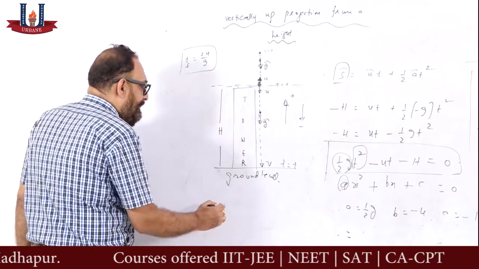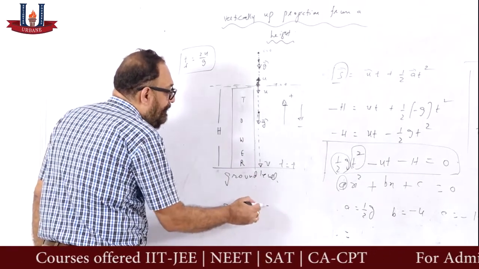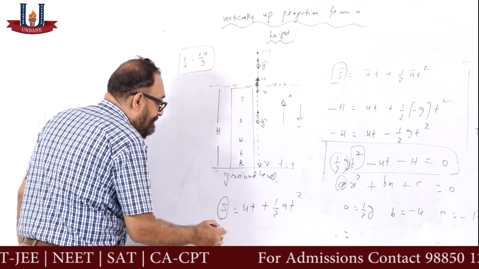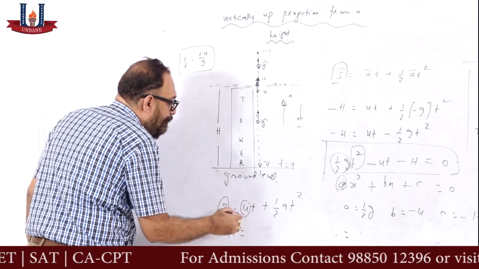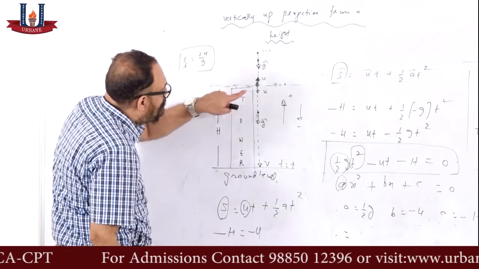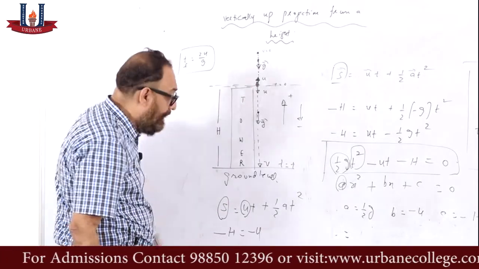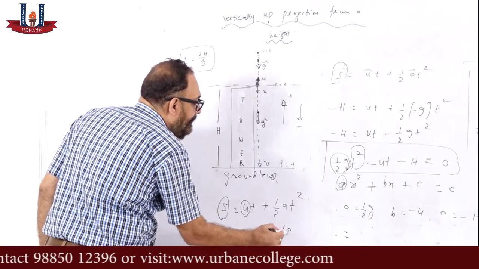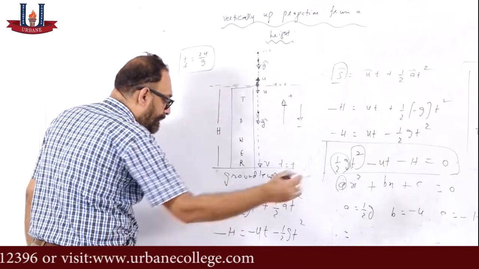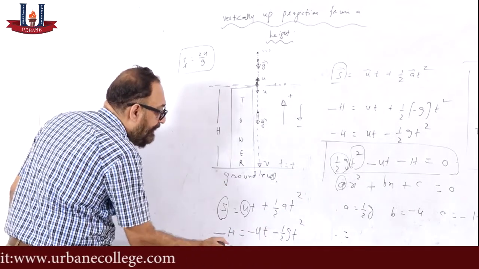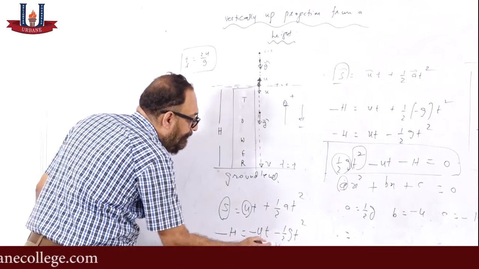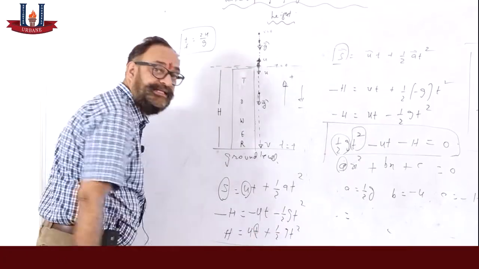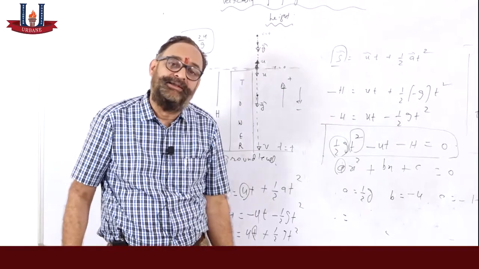Or another way is s is equal to ut plus half into at square. This s you can write as minus h. This u you may write as minus u, because from here the u is in the downward direction, and this is called t, and this is supposed to be minus half g t square. All throughout minus sign, so you can say h is equal to ut plus half into gt square. From this, the value of t that you get is supposed to be that value.